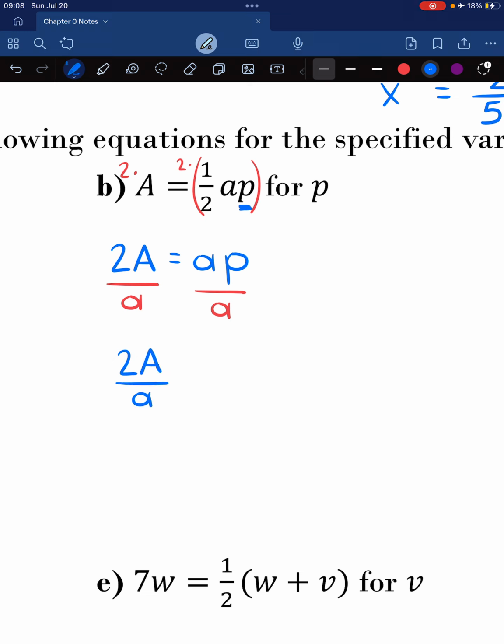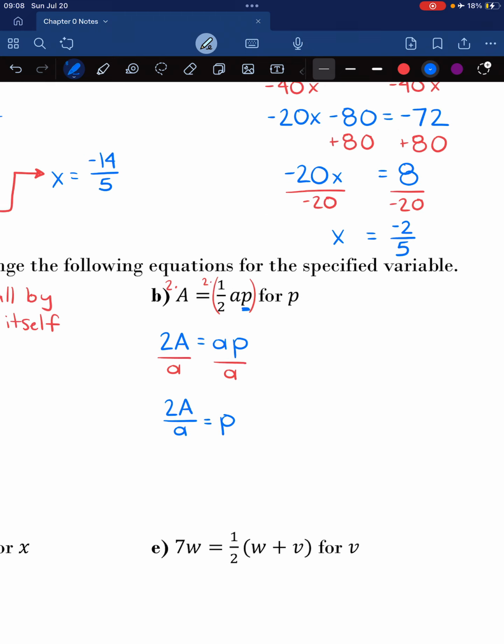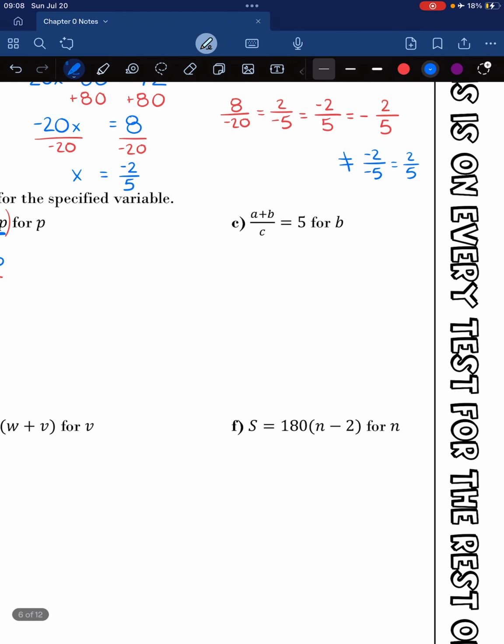there is nothing I can do to simplify. Notice there are different types of a. Big A and little a are not going to cancel. They are different variables. And I have solved for p all by itself.